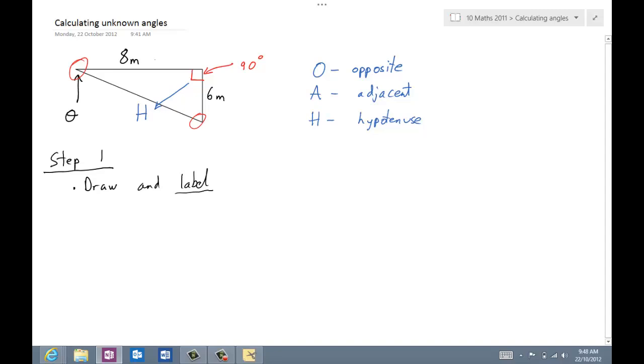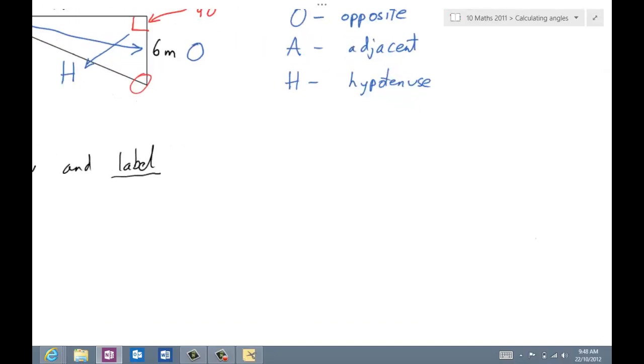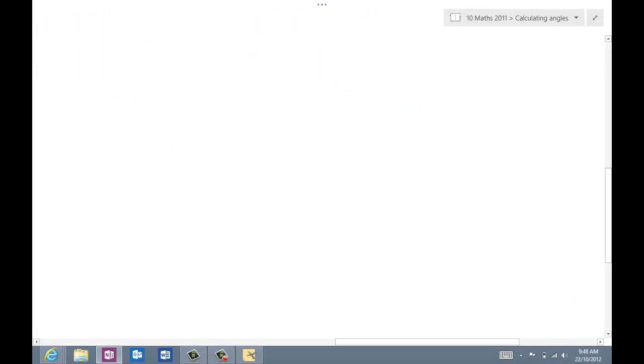Now this side here will be the adjacent side, so we put an A there because it is adjacent to the angle in question. And this side here will be O for opposite side because it's opposite the angle in question. Okay, so we've done step one, we've drawn that triangle and we've labeled it.